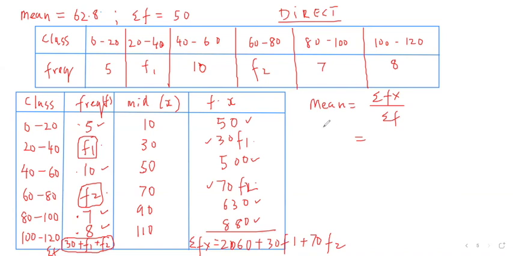And the substitution for that, it will be sigma fx, mean, of course. We have the mean already given to us, and that's 62.8. Sigma F is given to us as 50. So we'll write that down at the side somewhere. 30 plus F1 plus F2 is given to us as 50. Okay, so this data, I'm just going to highlight that. Sigma F, and this is equal. So that will form one equation of ours: 30 plus F1 plus F2 will be equal to 50. And then the second one will be using the formula to get there.